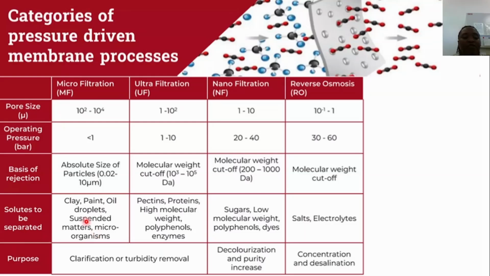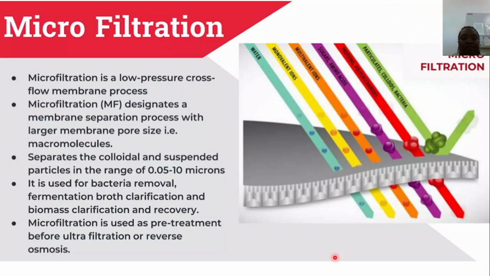Now, the purpose of micro and ultrafiltration is when you want to clarify a crude extract or remove turbidity within a solution. Nanofiltration can be applied in decolorization and purity increase, because you can see we are able to remove even smaller low molecular weight substances. Then for reverse osmosis, we can do concentration and also desalination, or removal of salts from solvents. So let's discuss each of them a little bit further.